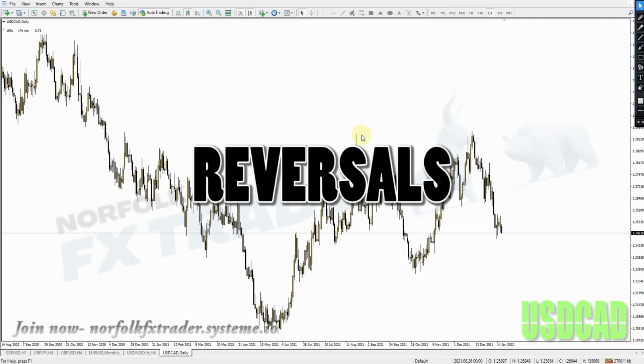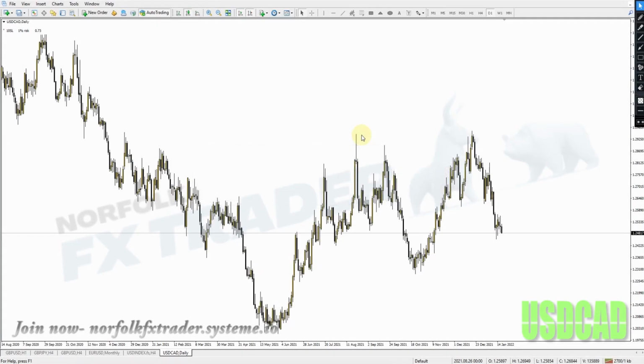Reversals. If you're looking to trade a reversal, you're going to be looking to trade against the underlying trend. So what I mean by this is, if we are seeing a bullish market in an upwards trend, you're going to be trying to capture and pinpoint that reversal for the market to reverse to the downside, where you'll be looking for that sell trade.